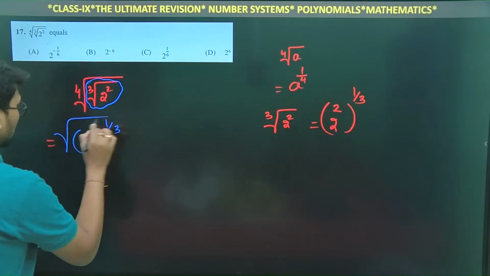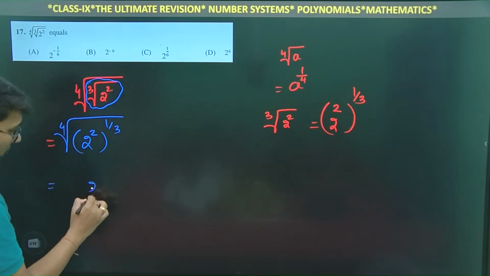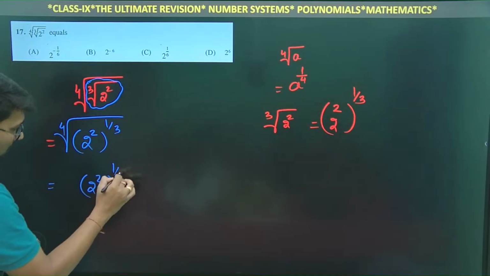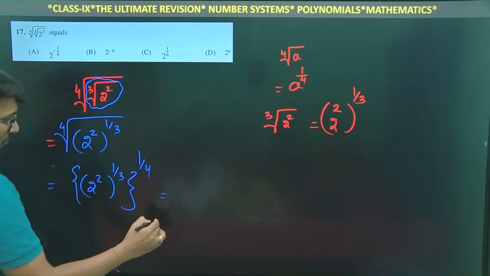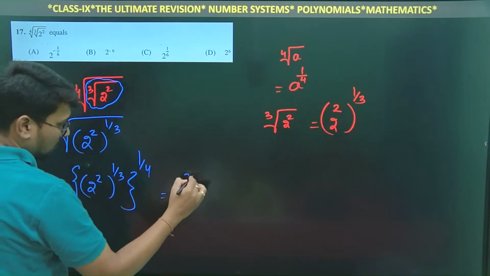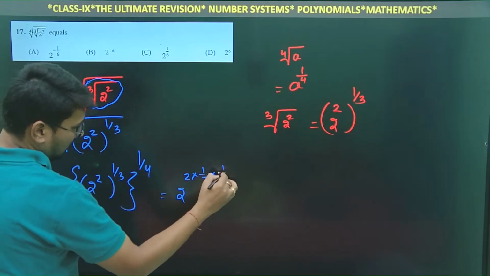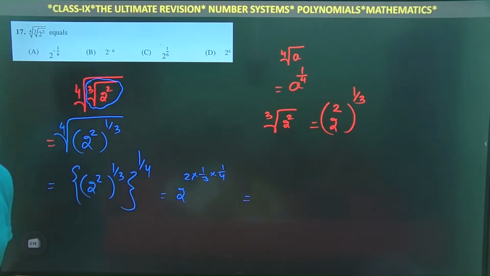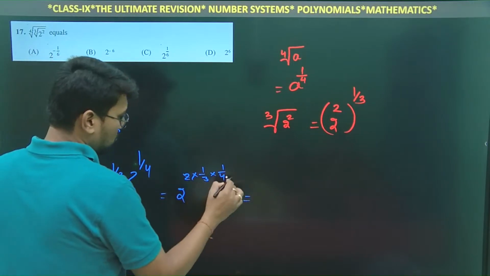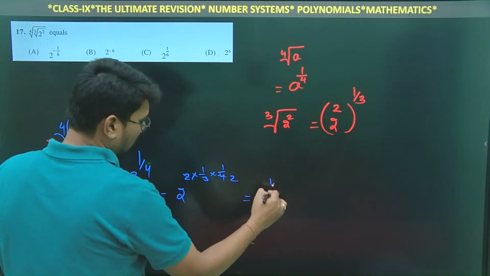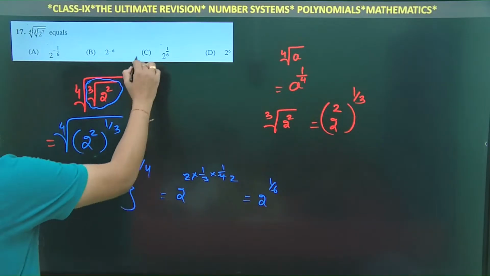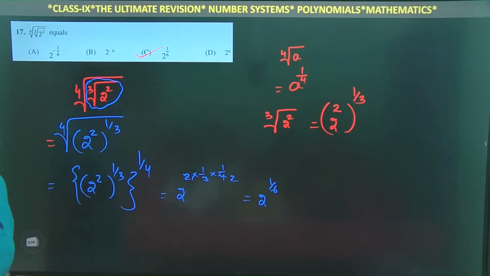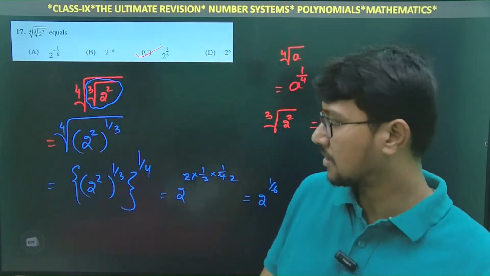Then its fourth root. So fourth root would be what? 2 square to the power 1 by 3 whole to the power 1 by 4. That is how much? 2 to the power 2 into 1 by 3 into 1 by 4. How much is the answer? 2 to cancel, that is 2 to the power 1 by 6. Is that there in the answer? Which one? Option C is the correct answer.